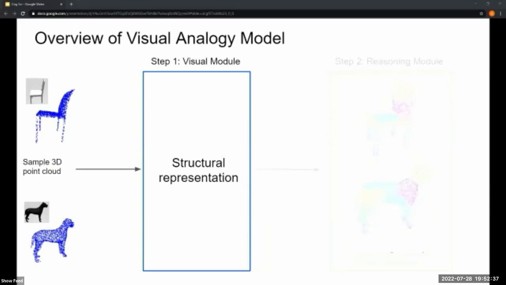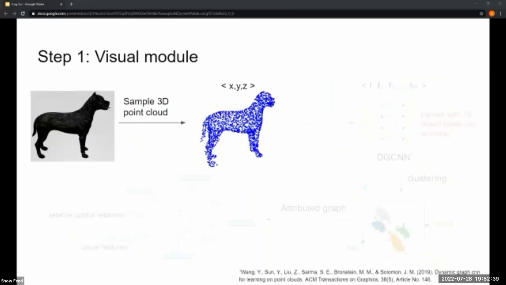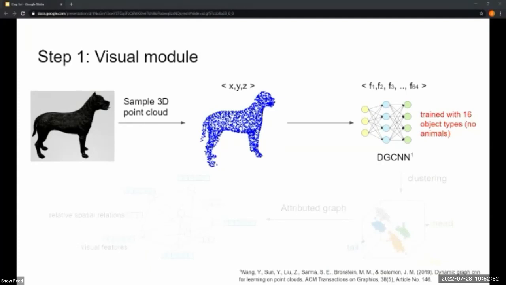Let's go over it step by step. In the first step, we have this 3D model, a 3D dog, and we sample a 3D point cloud around it. Then we pass the 3D point cloud to a deep neural network called a dynamic graph convolutional neural network. This network is trained with 16 rigid object types, and it has never seen any animal before. It's trained on the ShapeNet Part dataset, which has rigid objects like cars, chairs, tables, and so on. We took the second last layer, which contains 64-dimension features.